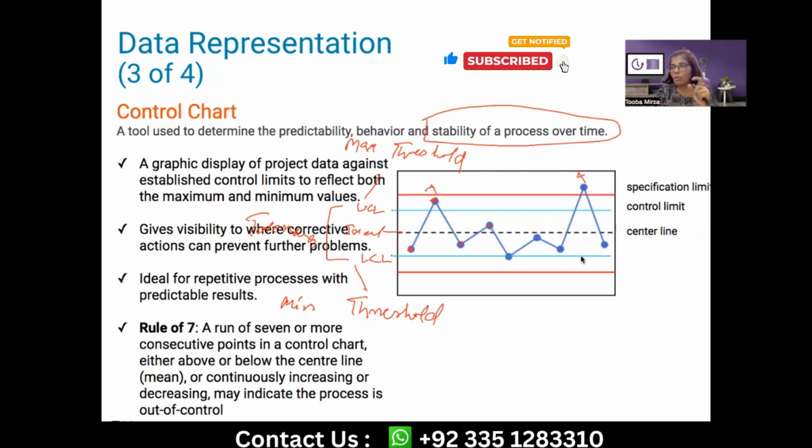So it's a mechanism of representing if your process is working as per the expectation, or if your process is in control or stable or not. It's a graphical way of representing your control limits, your data points, and your quality specification.